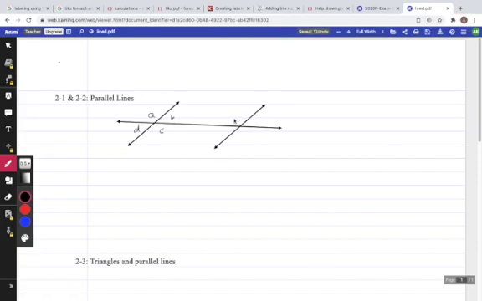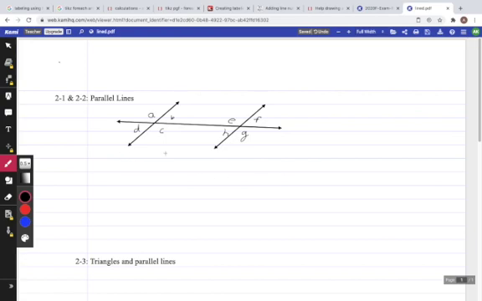This is the next video in our exam review, and as you can see, I'm finishing up writing out some of the information that we need. This entire chapter deals with parallel lines, and because of that, we're going to talk about the entire chapter here.